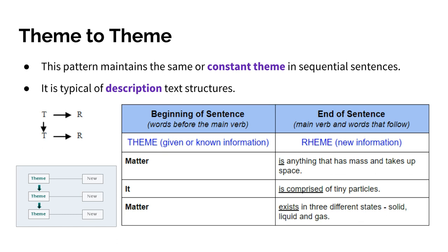So here's an example of what we mean by theme to theme. So the structure has a constant theme. So each sequential sentence has the same theme. And these, as I mentioned, are typical of descriptions because you're describing features of something and you're generally using verbs such as is, are, has or have, or verbs that have the same sort of function such as exists.